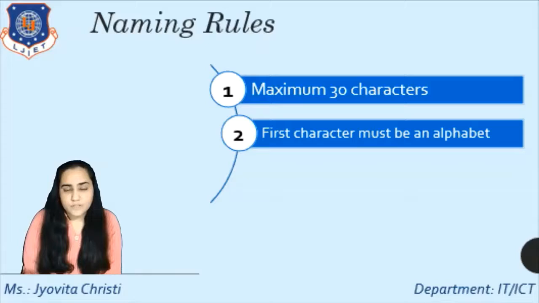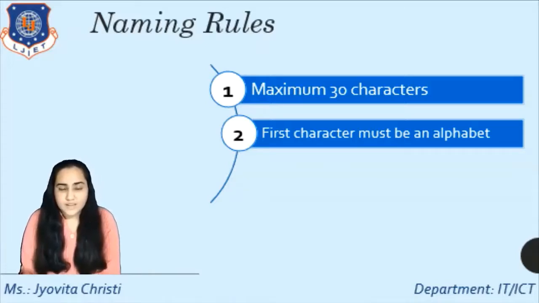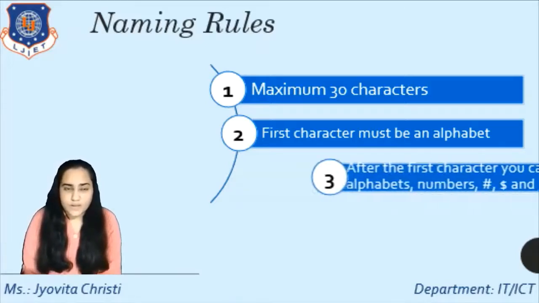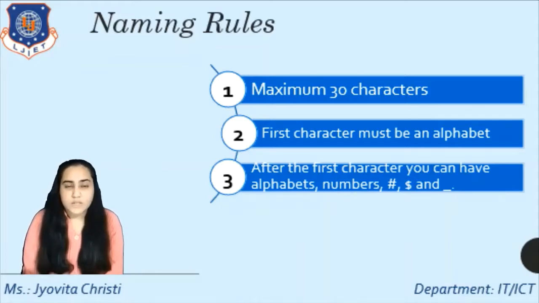And after the first character, the second character onwards, whatever else you put after the first character, doesn't have to be necessarily an alphabet. So after the first character, you can either have an alphabet, or you can have numbers, you can have special characters like hash, dollar, and underscore. These are the things that are allowed once you have the first character as an alphabet.